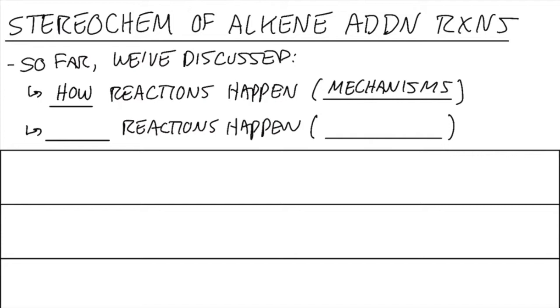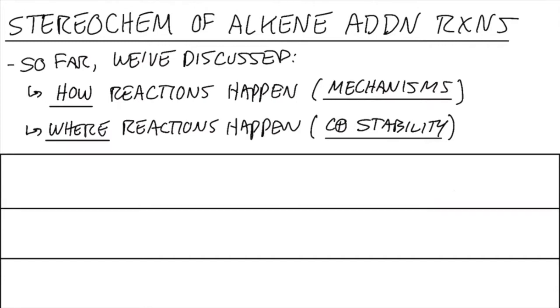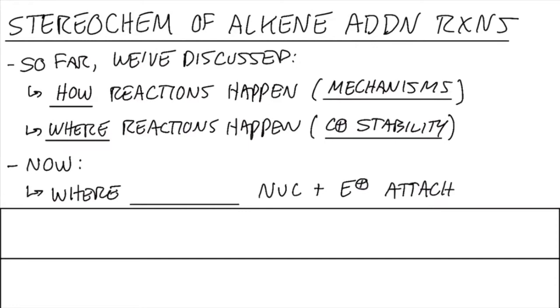We've also talked about where these reactions happen, and by that I mean where specifically on a molecule, and that relates to the carbocation stability, which dictates at what position we're going to put our nucleophile at the end of the reaction. So that's kind of where we've been, but something that we haven't mentioned at all is where in space these nucleophiles and electrophiles are interacting and attaching together.